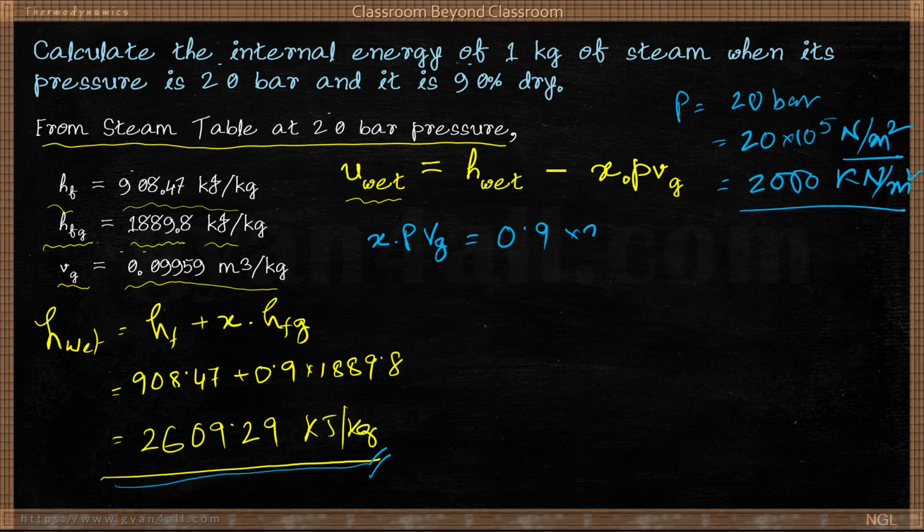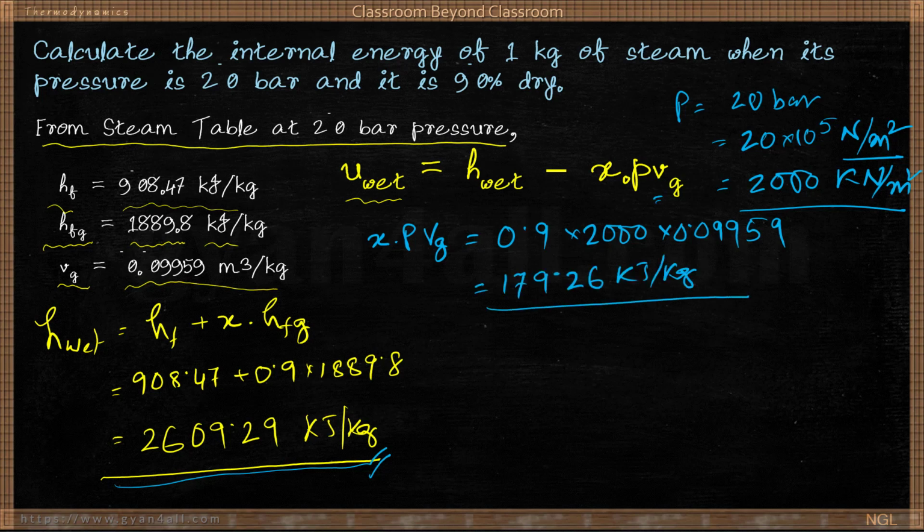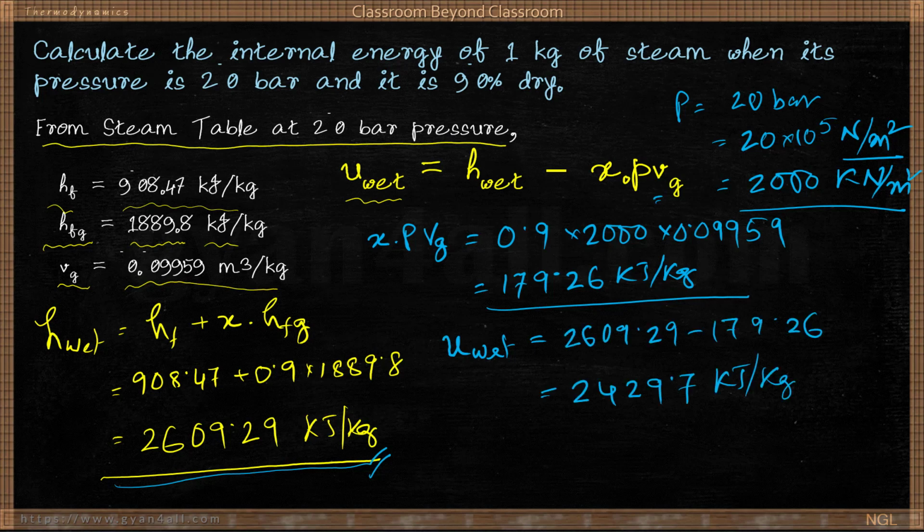So we'll put this value, 2099, and now this unit will be in kilojoule per kg. So the internal energy of wet steam that we have to determine is equal to this value we had to calculate, that is the internal energy of 1 kg of steam when its pressure is 20 bar and dryness fraction is 0.9.